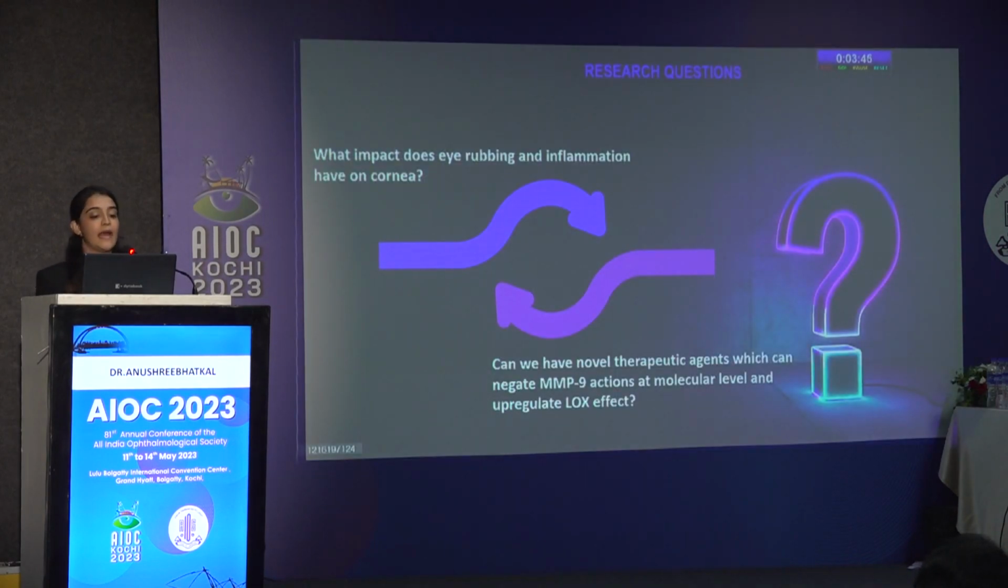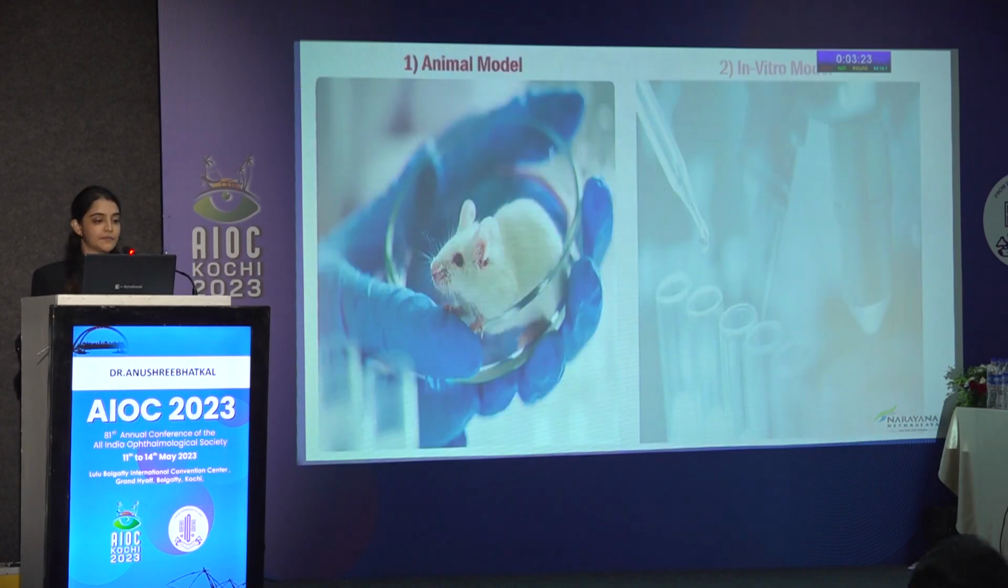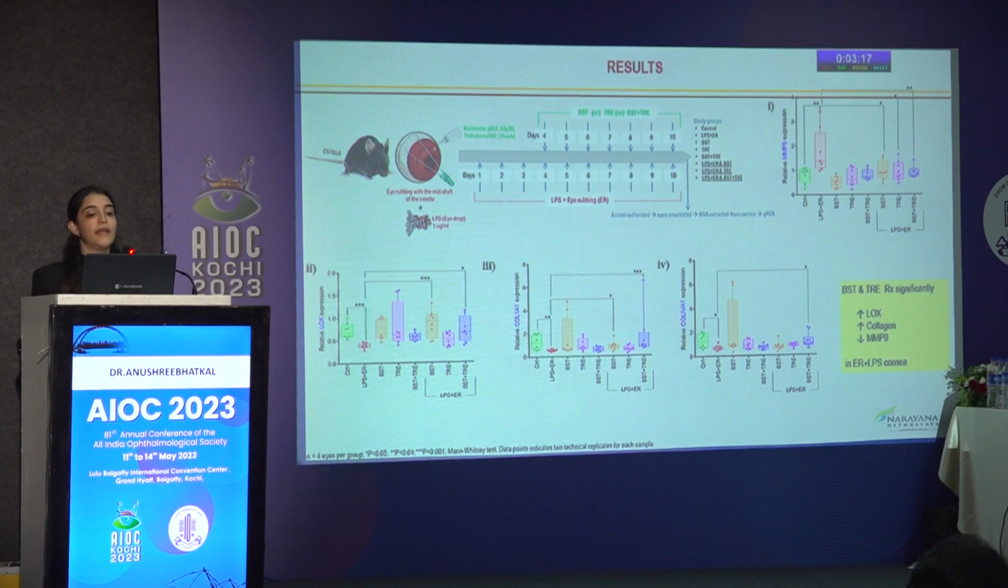The second question is, can we have a novel therapeutic agent which can negate MMP9 action at the molecular level and upregulate the LOX effect? So trehalose and batimastat were 2 compounds which fulfilled this criteria. Trehalose basically prevents formation of new MMP9, and batimastat binds to the existing MMP9 and prevents its action. Trehalose also promotes autophagy, which improves the cell health. So again, coming to the animal model, we induced inflammation as I described before, and then we treated them with batimastat and trehalose individually and then together. Again, we noted that there was increased LOX expression and decreased MMP9 expression after the treatment.